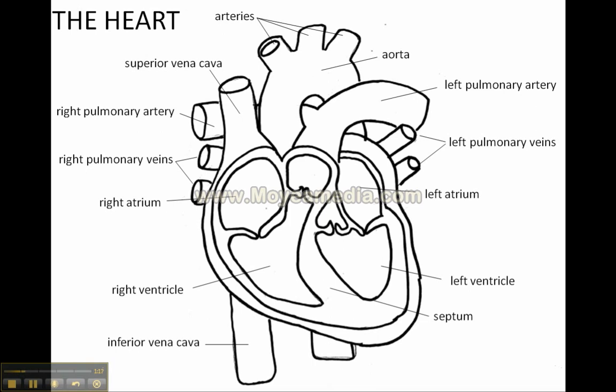The heart has 4 valves. The function of these valves is to ensure that blood flows through the heart in only one direction.